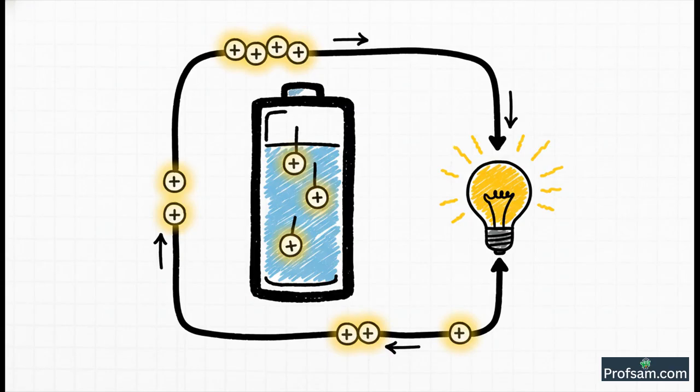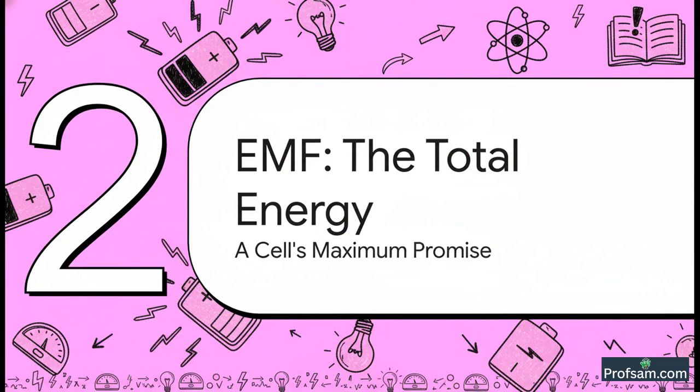So to answer that remote problem, we first need to understand the cell's basic purpose. What is its main job? Well, think of a cell like a pump for electric charge. Its only role is to provide that continuous push, that steady flow of energy to keep the current moving through any circuit you connect it to.